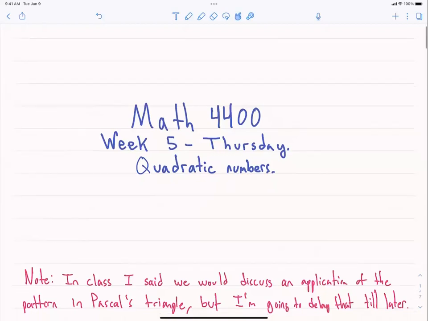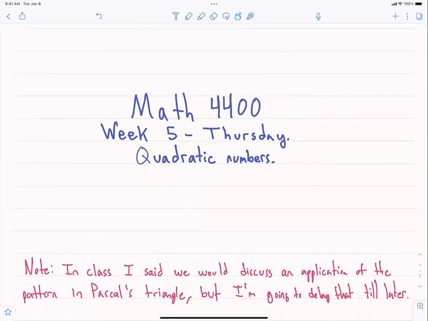I just want to make a quick note. In the class on Tuesday, I said that in the lecture we would discuss an application of this pattern you noticed in Pascal's triangle in exercise 1 in the worksheet. But actually, I'm going to delay that till a little bit later in the class. We're not going to use that pattern for anything else on the worksheet this week, and I realized it's just going to make this lecture a little too long if I included it.